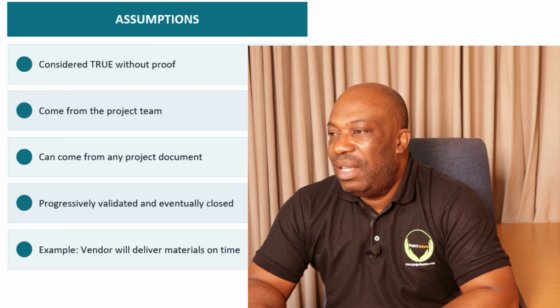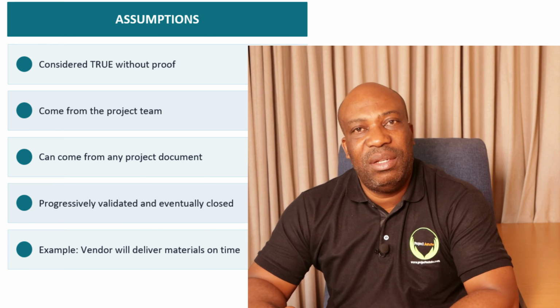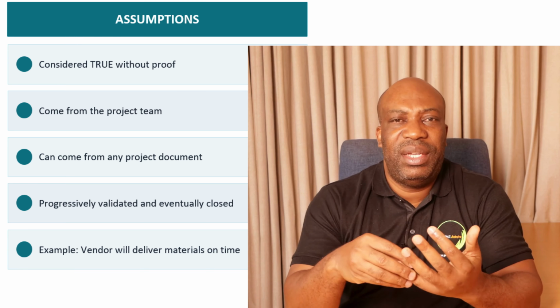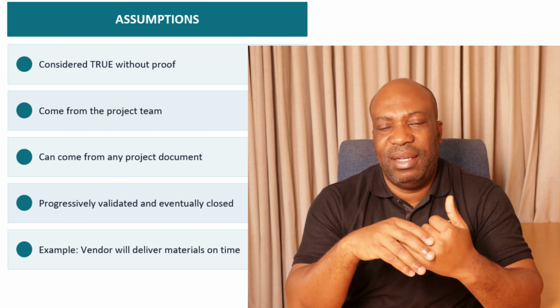Then number 3, the assumptions can also come from any project document. For example, during initiation, you can have a project charter bringing in these assumptions. Or you can also have the stakeholder register coming in as assumptions, or the stakeholder analysis matrix. So that is during initiation. During planning, it can even come from the scope statement. You can also have some assumptions which are coming from procurement, from risk plans, quality plans, communication plans, and so on and so forth.